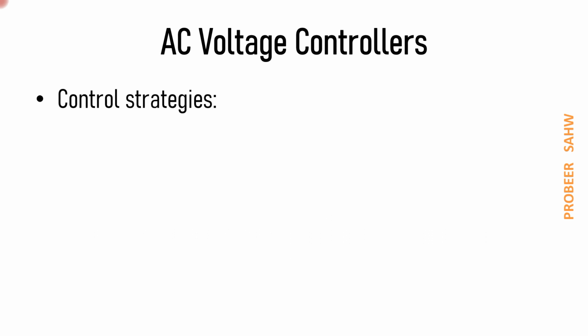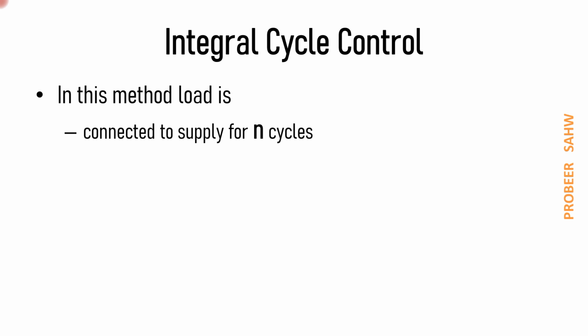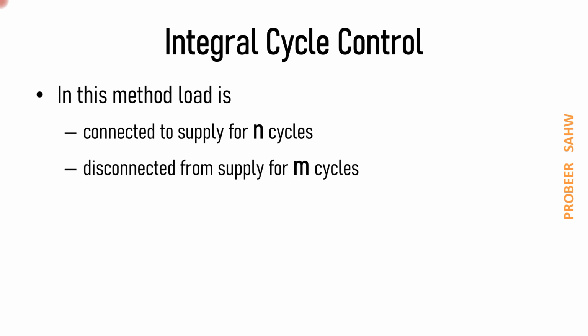There are two control strategies of AC voltage controllers: integral cycle control, which is also known as on-off control, and phase control. In this video, we are going to discuss integral cycle control, or the on-off control, of AC voltage controllers. In this method, we connect the load to the supply for say n cycles, and then for the next m cycles we disconnect the load from the supply. So for n cycles the load is connected to the supply, for m cycles the load will be disconnected from the supply.